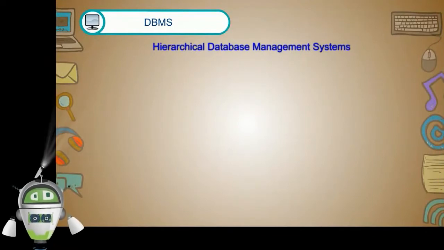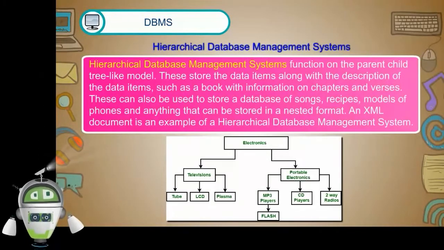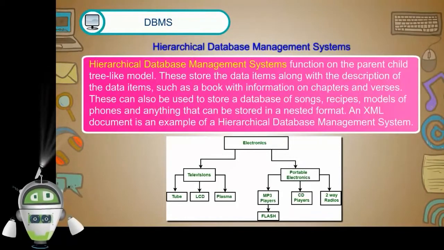Hierarchical database management systems. Hierarchical database management systems function on the parent-child tree-like model. These store the data items along with the description of the data items, such as a book with information on chapters and verses. These can also be used to store a database of songs, recipes, models of phones, and anything that can be stored in a nested format. An XML document is an example of a hierarchical database management system.